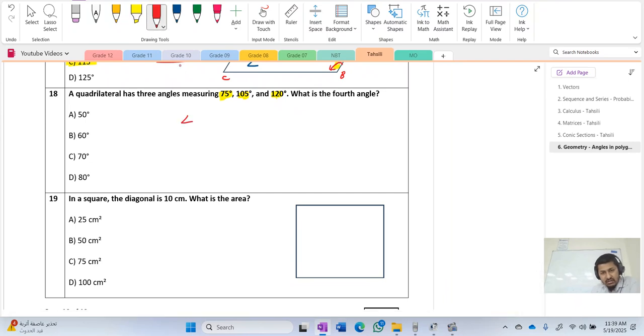In a square, the diagonal is 10. Now, what's the property of a square? We have equal diagonals again. So diagonal 1 equals diagonal 2. What is the area? Right? So we just have diagonal, which is equal to, the diagonal is 10 in the square. So remember, D is equal to 10.